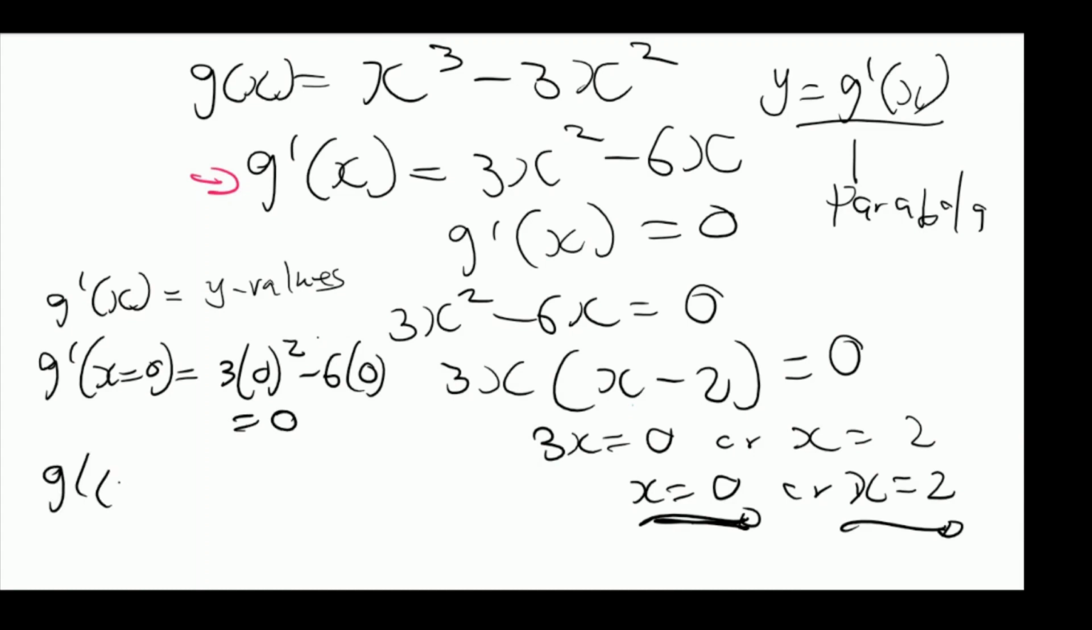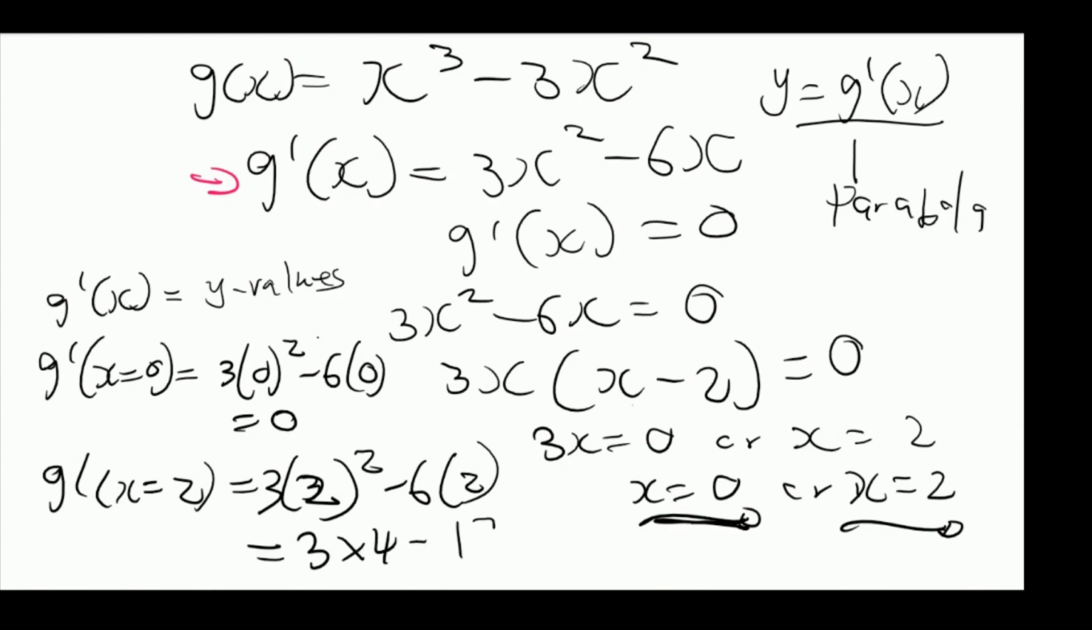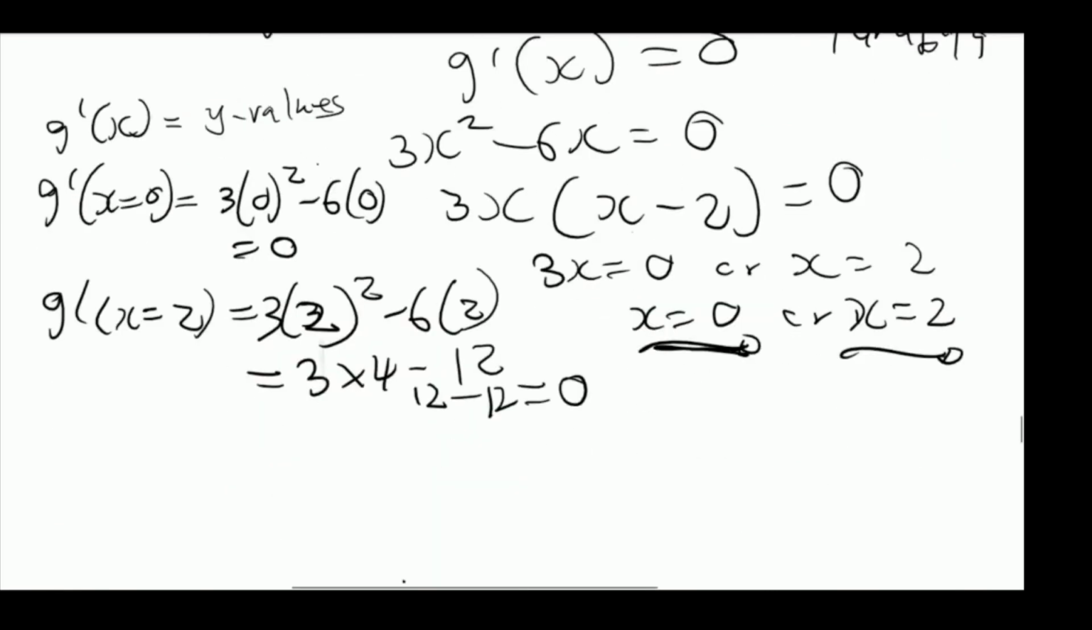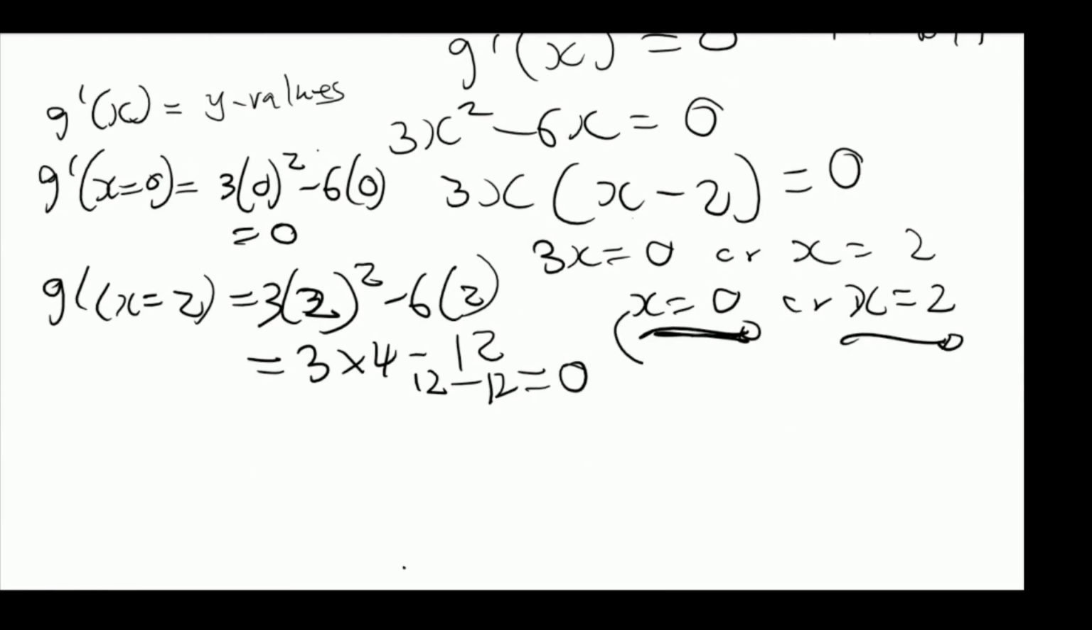And then when x is equal to 2, what is our y? So it's going to be 2 squared, and then there's 3 outside, minus 6 into 2. So you're going to get 3 times 4 minus 12, which is 12 minus 12, equal to 0. So this confirms now that when x is equal to 0, y is equal to 0, and when x is equal to 2, y is equal to 0.